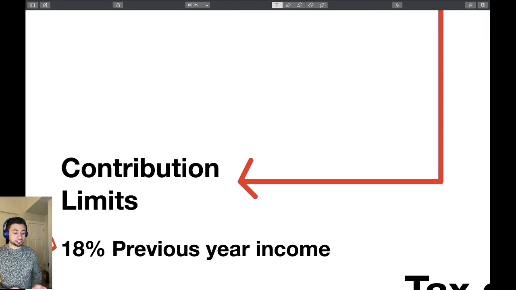Now, the second point to explain, in terms of the range of contributions that you can make to your RRSP account in order to grow it, is that there are limits to the contributions. This roughly works out to around 18% of your previous year's income, to a maximum of, I believe, $26,000.